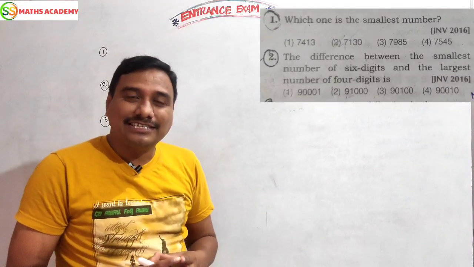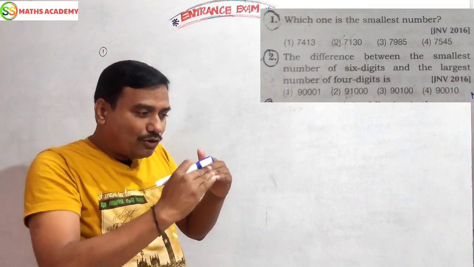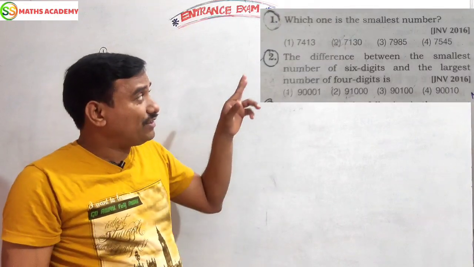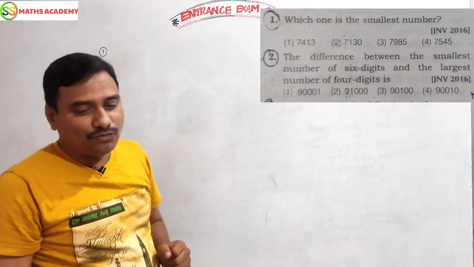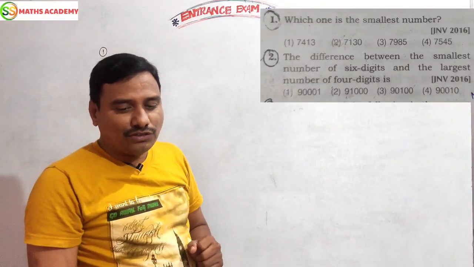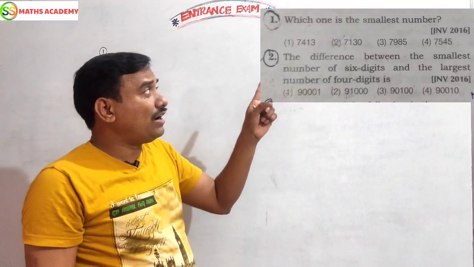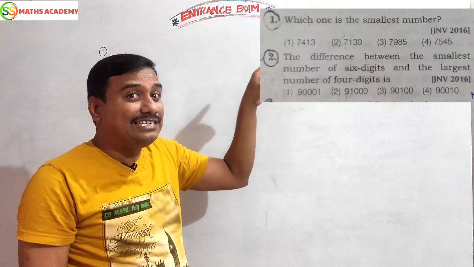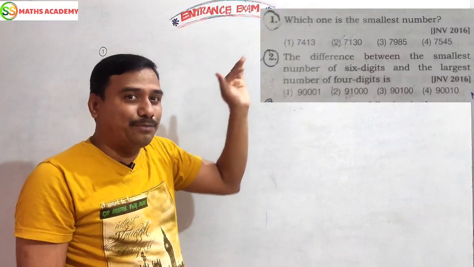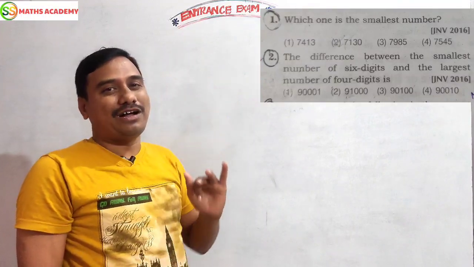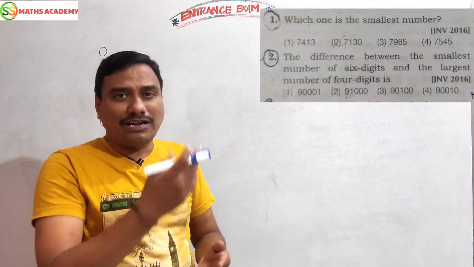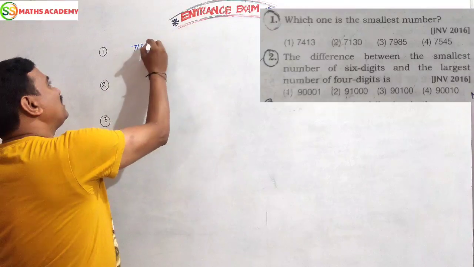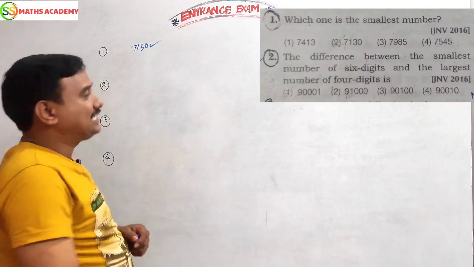But which is the smallest? After 7, you follow the next number from the left. The next number in the options: first option 4, second option 1, third option 9, fourth option 5. 1 is the small number in the second position. So that is the reason the smallest answer is 7130. Second option is correct.